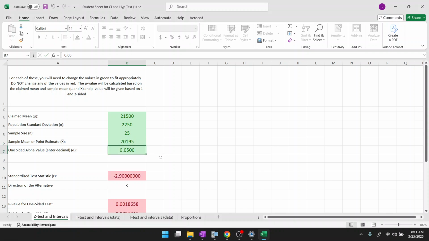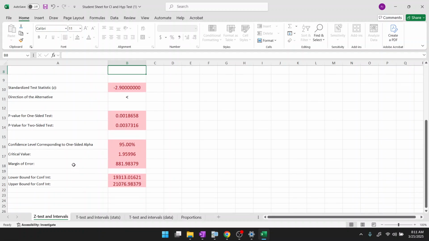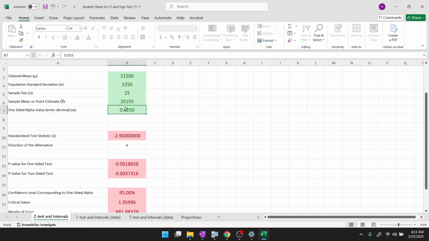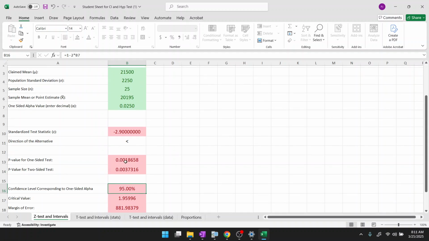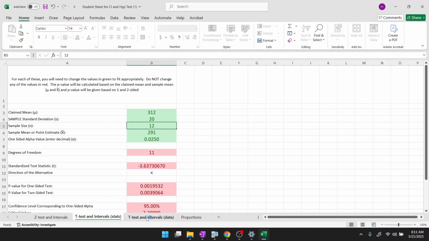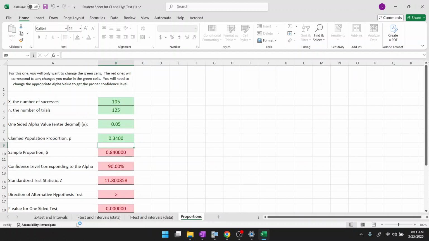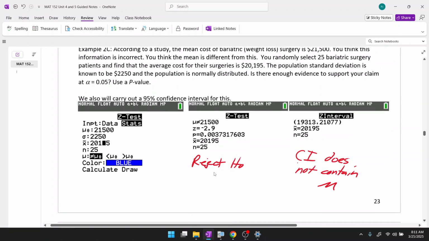20,195. Now, the one-sided alpha value, you would have to enter it as one-sided, so basically make that 0.025. Now, you do get the corresponding confidence interval that corresponds to 95%. Your margin of error is given, and you do get the p-value for the one and the two-sided test. Now, this works for t-test and intervals for stats, for data, and for proportions. You can change what's in the green. Don't try to change anything else, though.